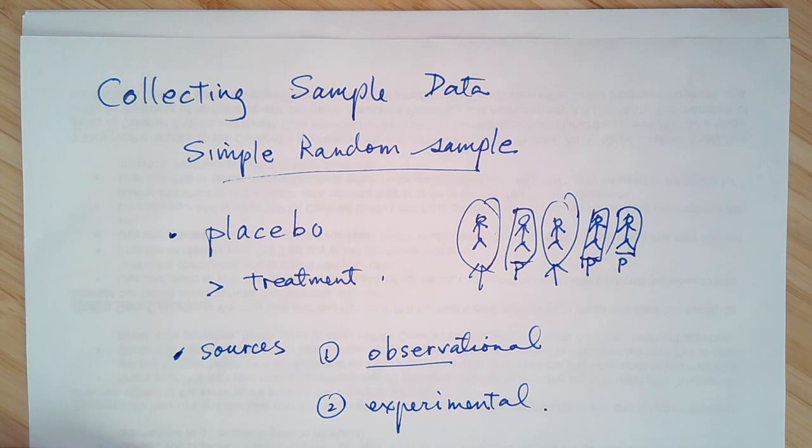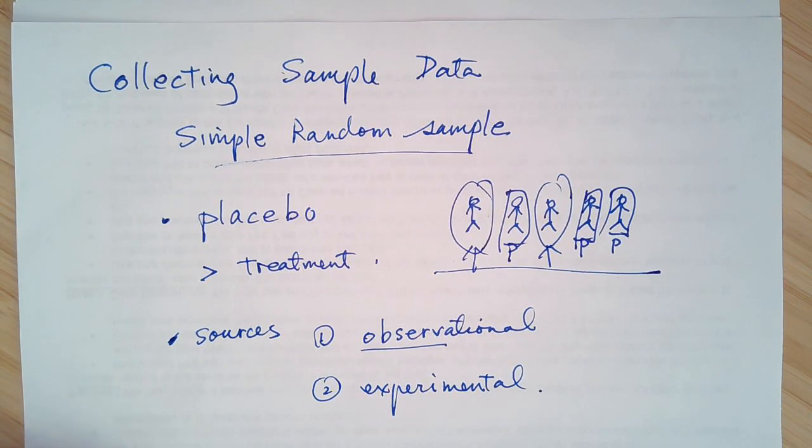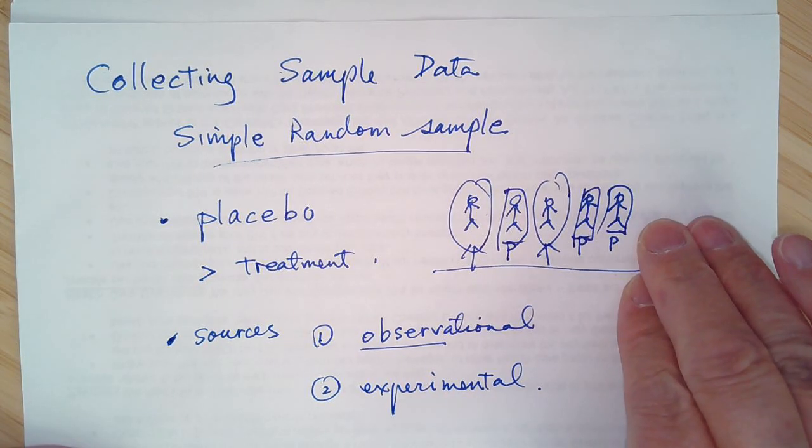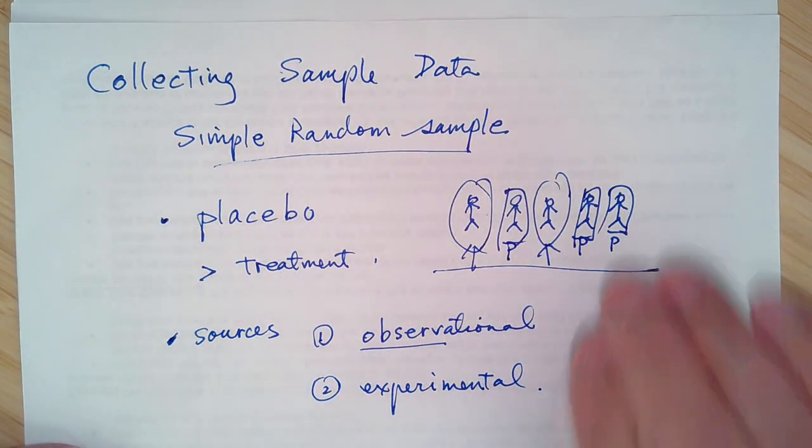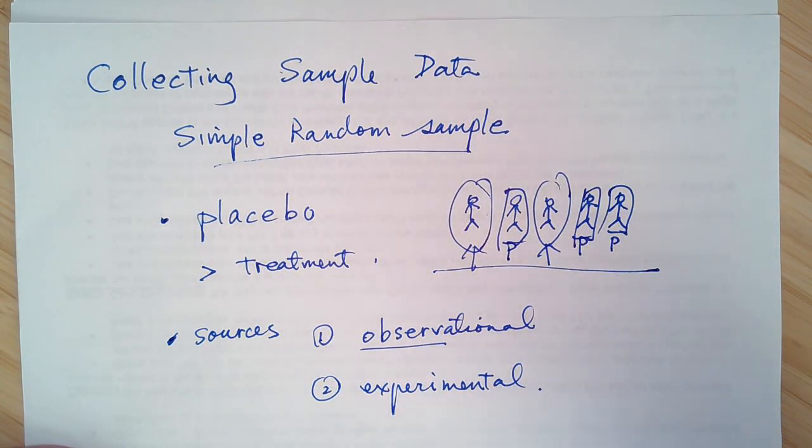But the other one, the experimental, is like this. You give them medicine, you let them take the medicine to see whether it works or not. So there's some interaction between you and your research object. So that is experimental. So there are two sources. It really depends on what type of research you're doing.